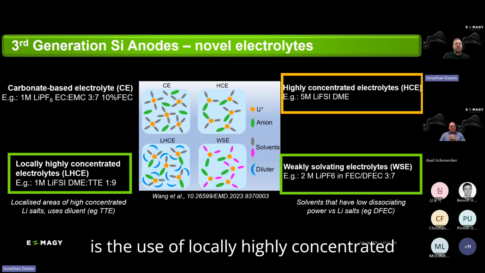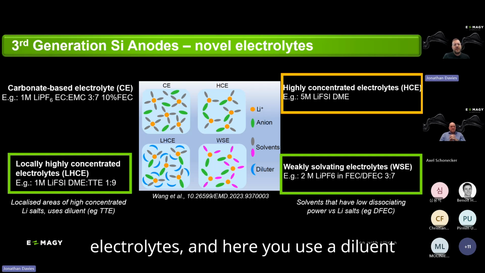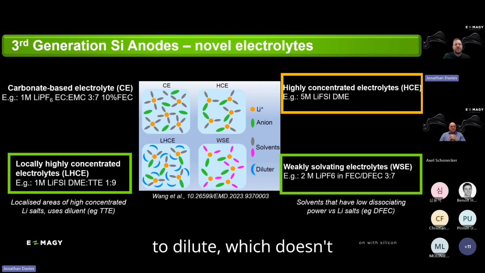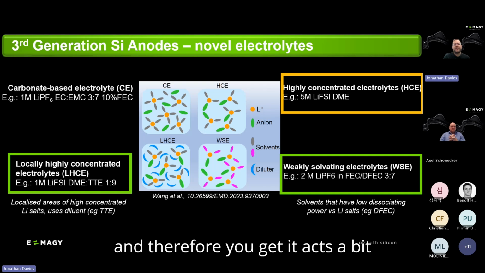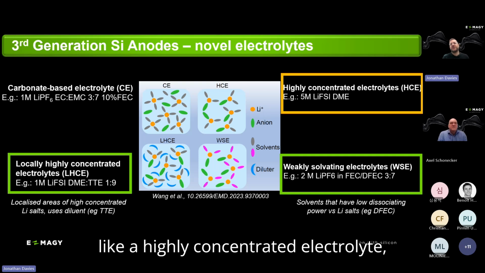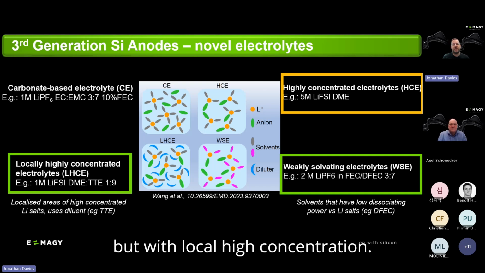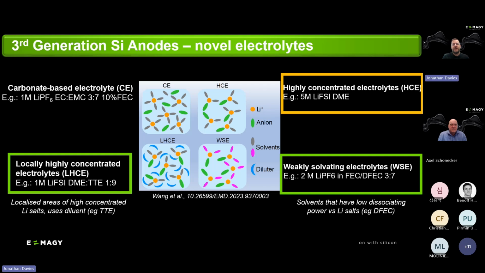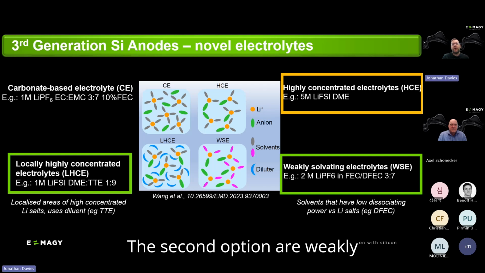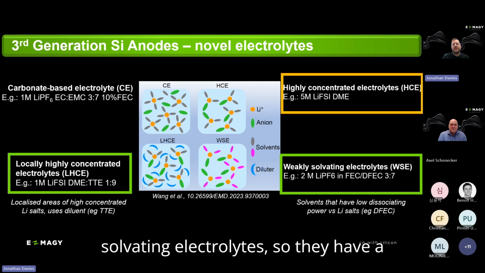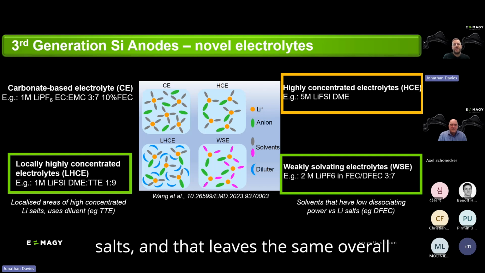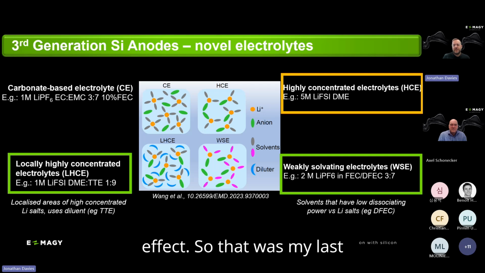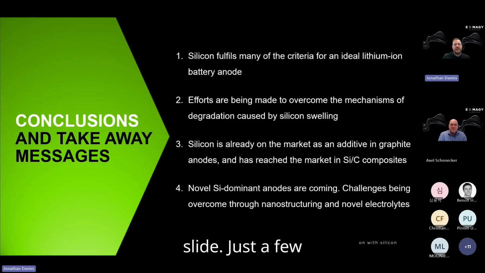The first is the use of locally highly concentrated electrolytes. And here you use a diluent to dilute, which doesn't interact with your lithium salts. And therefore it acts a bit like a highly concentrated electrolyte, but with local high concentration. The second option are weakly solvating electrolytes. So they have a low dissociating power versus the lithium salts, and that leads to the same overall effect. So that was my last slide.